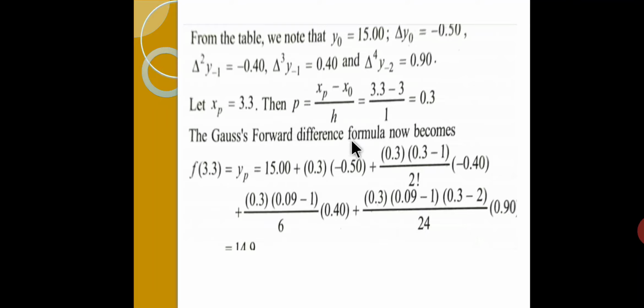So the Gauss forward difference formula now becomes f of 3.3. This is our required value. Yp is equal to 15. We substitute these values from the table: 15.00 plus 0.3 into minus 0.50 plus 0.3 into 0.3 minus 1 by 2 factorial into minus 0.40 plus 0.3 into 0.09 minus 1 by 6 into 0.40 plus 0.3.